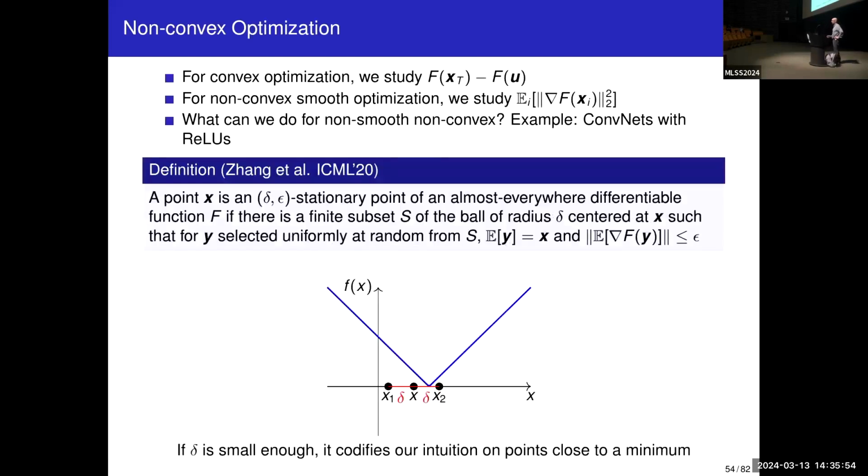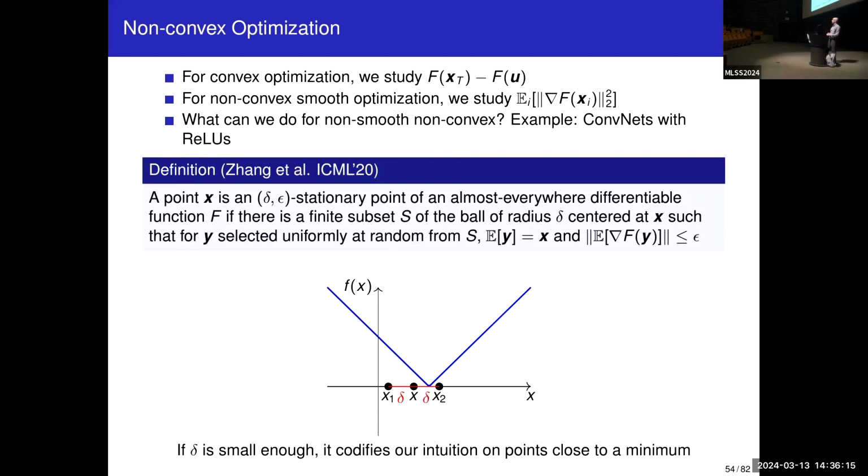Okay, so first of all, this is non-convex optimization. In convex optimization, till now, I showed you that you study the suboptimality gap, so how far I am from any vector U. And we can do it because the function is convex. Sooner or later, I will minimize this thing.